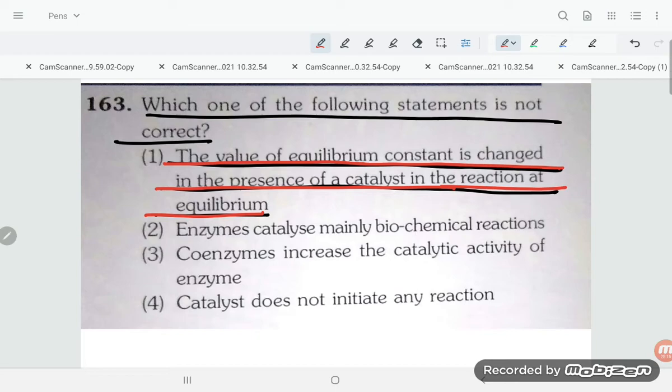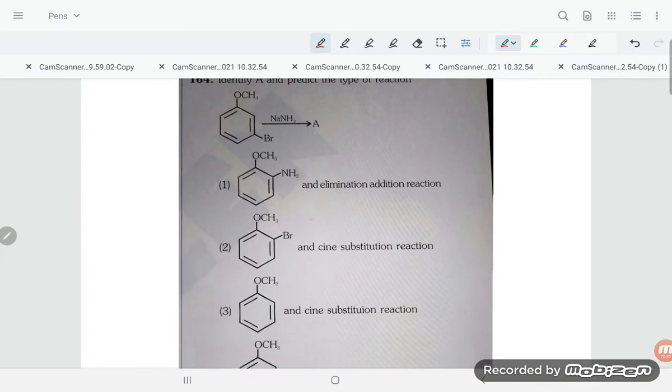If you see this point, they are asking for the statement that is not correct: the value of the equilibrium constant is changed in the presence of a catalyst. It never changes, student. The value of the equilibrium constant only depends on temperature, not on the catalyst. A catalyst only changes the speed of the reaction. So our required answer is option A itself, student.